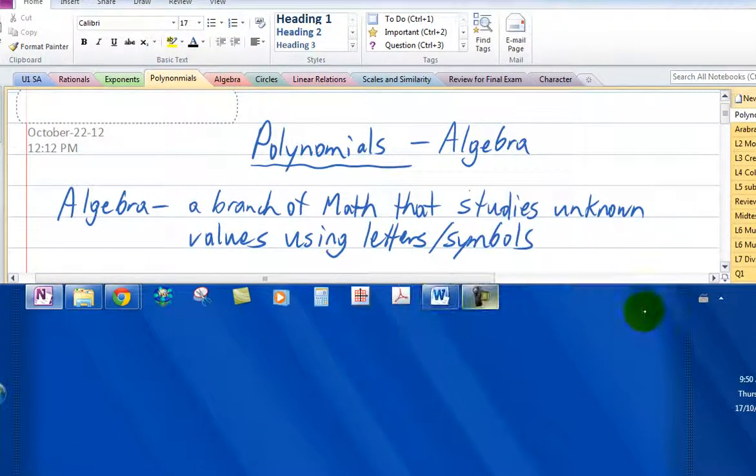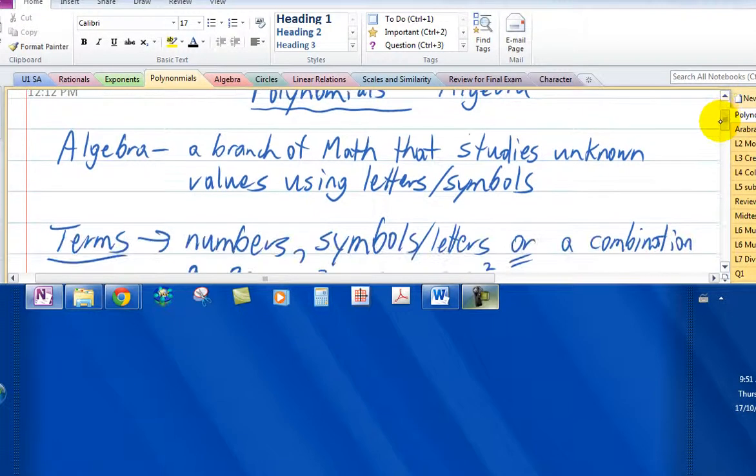Algebra was actually first looked at and studied in the Middle East. The original text was Arabic, and then it's been translated into English. So that's like back in the dark ages there.